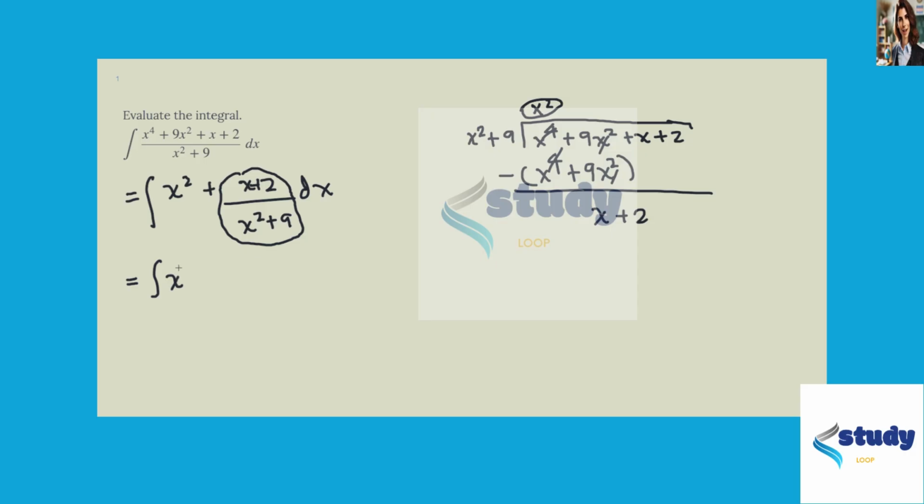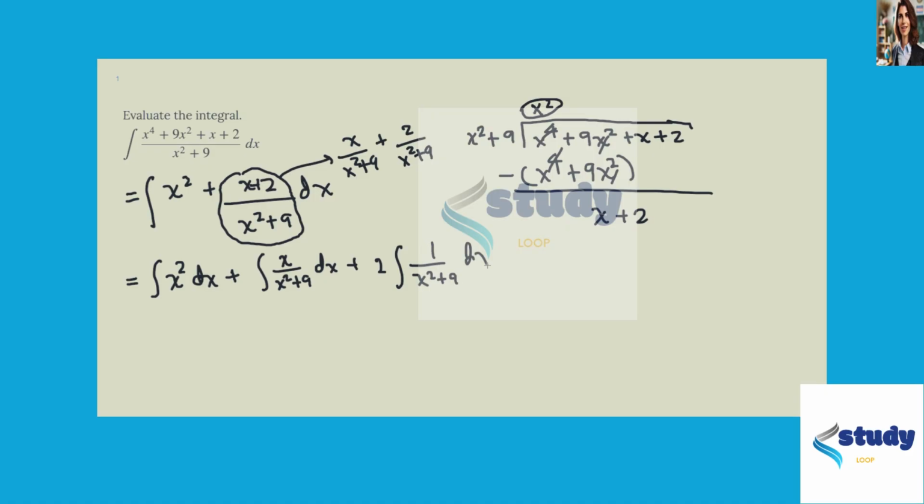Let's break this into 3 integrals. And then we could split up this fraction. This is just x over x squared plus 9 plus 2 over x squared plus 9. So let's go ahead and integrate each of those. And then for the last one, let's go ahead and pull out that 2. And now we have 3 integrals.